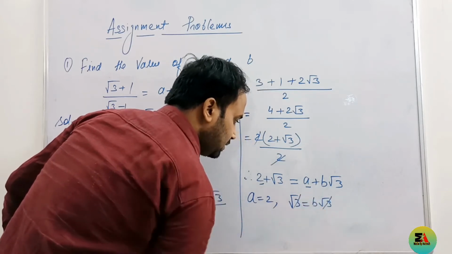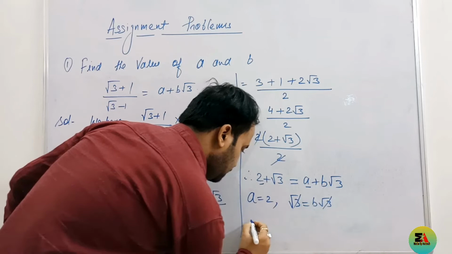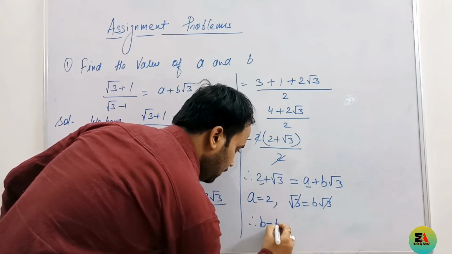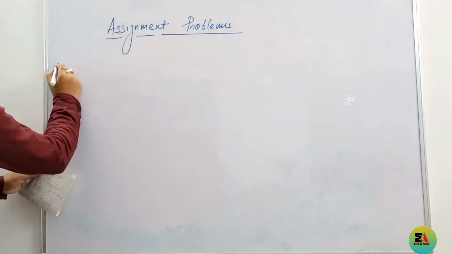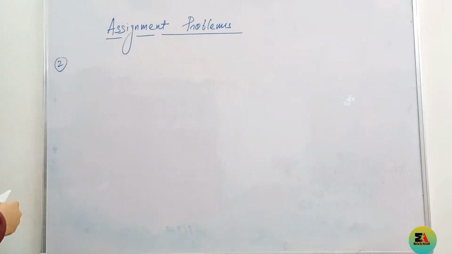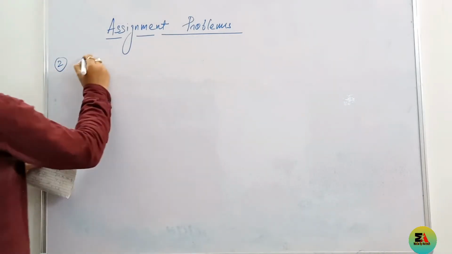This root 3 cancels out. Therefore the value of b will be 1. I hope this one is clear to you. This is the second assignment problem.